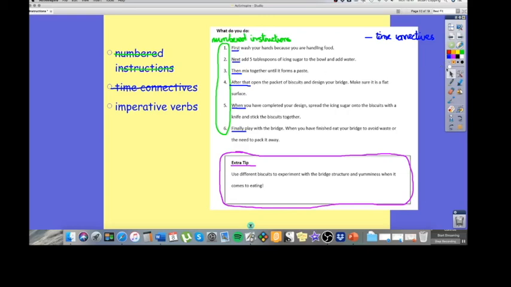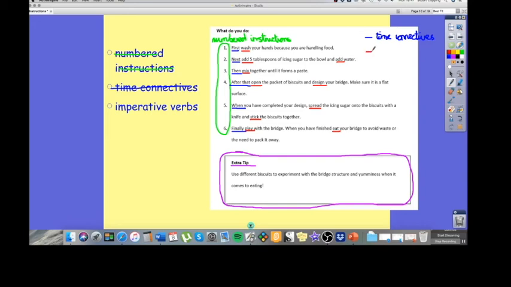Okay, so here's your answers for you, and well done if you got them right. And if you haven't got them, or if you haven't had a go, then you can fill them in afterwards. So: wash your hands. Add, which is in there twice. Mix together. Open the packet of biscuits. Design your bridge. When you have completed, spread the icing sugar and stick the biscuits together. Play with the bridge. Eat your bridge.